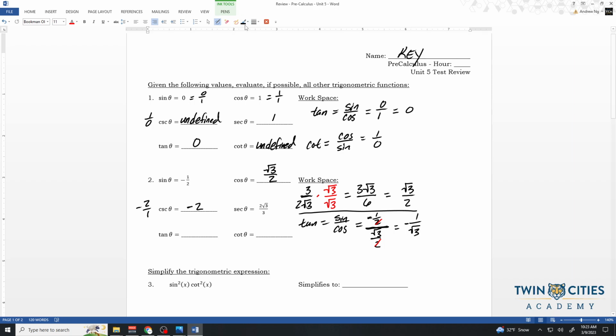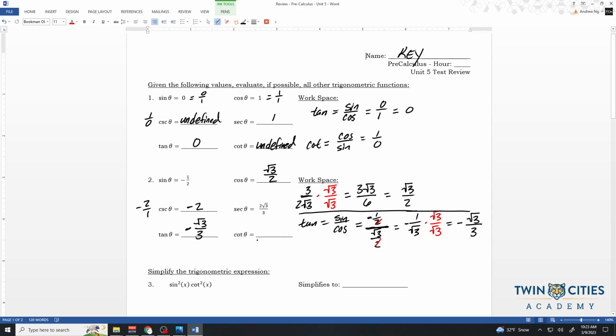Then, of course, let's rationalize the denominator. So I'm going to multiply the top by square root of 3, multiply the bottom by square root of 3. So I've got negative square root of 3 over square root of 3 times square root of 3 is going to be 3. Okay, so the tangent is negative square root of 3 over 3.